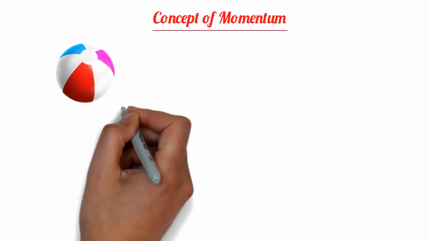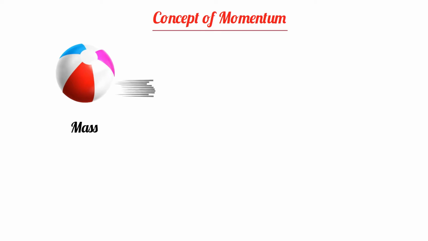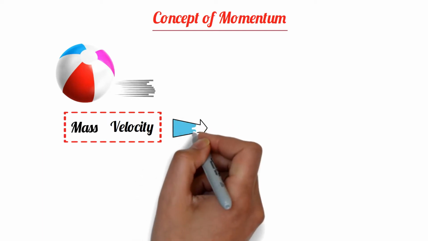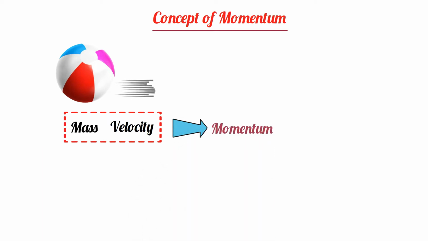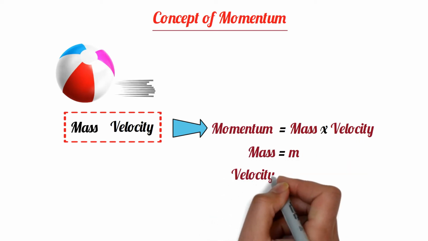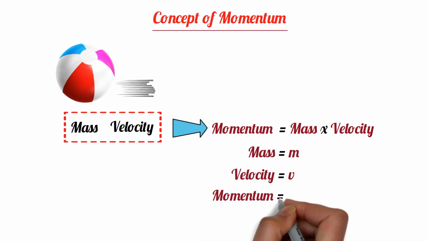Concept of momentum. All objects have mass, and if it is in motion, it also has a velocity. The combination of this mass and velocity gives the object a dynamical property called momentum. The momentum of an object is equal to the product of its mass and velocity. That is, if the mass of an object is m and its velocity is v, then its momentum is mv.